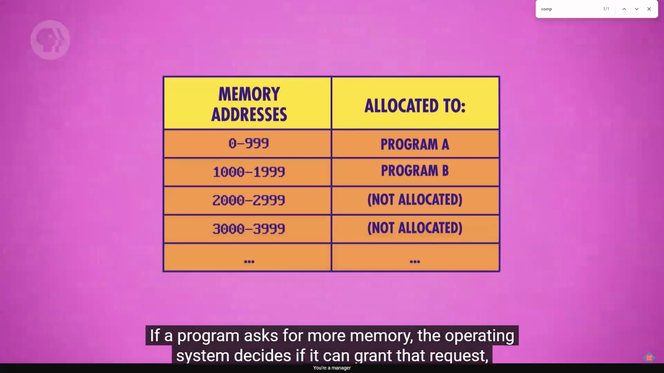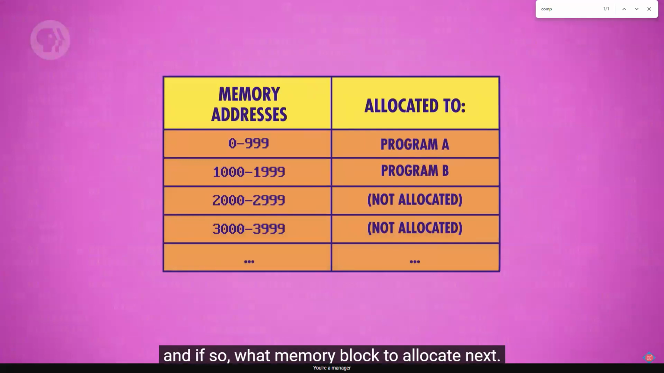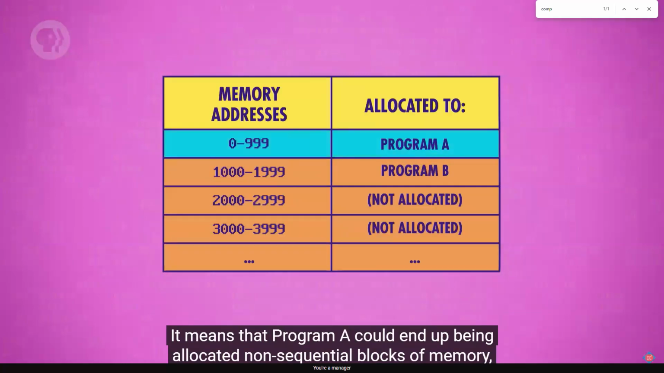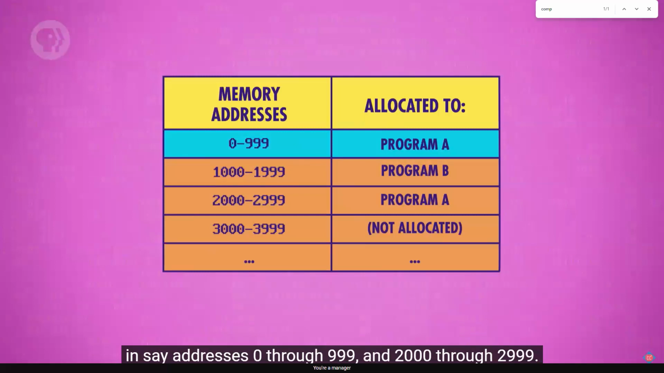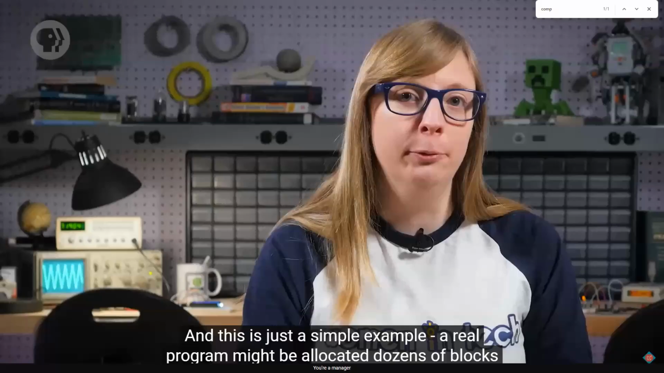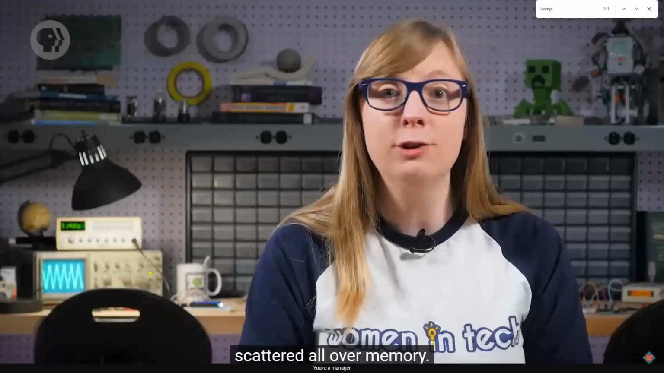grant that request. And if so, what memory block to allocate next? This flexibility is great, but introduces a quirk. It means that program A could end up being allocated non-sequential blocks of memory in, say, addresses 0 through 999 and 2000 through 2999. And this is just a simple example. A real program might be allocated dozens of blocks scattered all over memory.